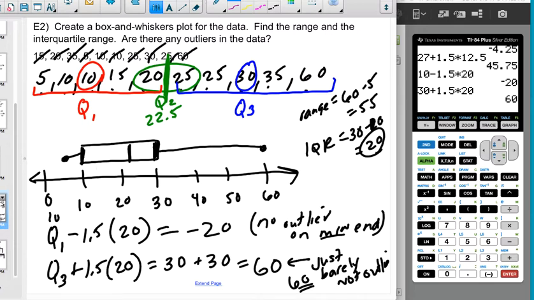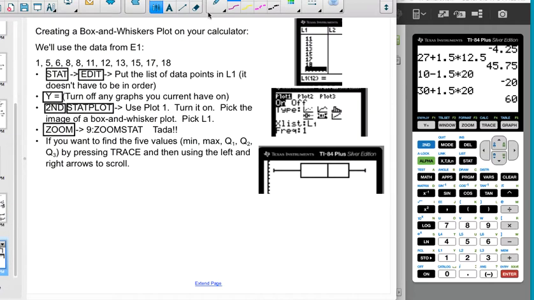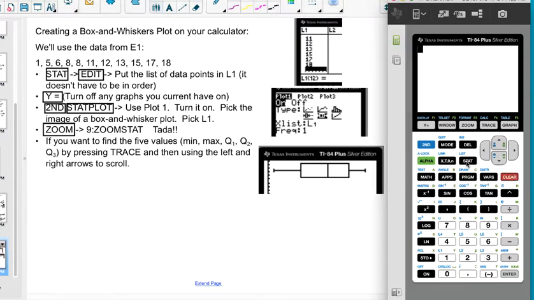So let's just real quick walk through how we would do a box and whiskers plot on our calculator. I'm going to walk you through it real quick so that you're aware of how it works. I'm going to use the data from E1. So I'm going to go to Stat, go to Edit, and pick list 1. Now, I've already put the data in here, I think. 1, 5, 6, 8, 8, 11, 12, 13, 15, 17, 18. So I go all the way down. You can see I did it right here.